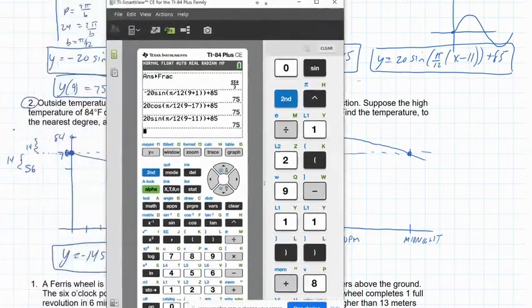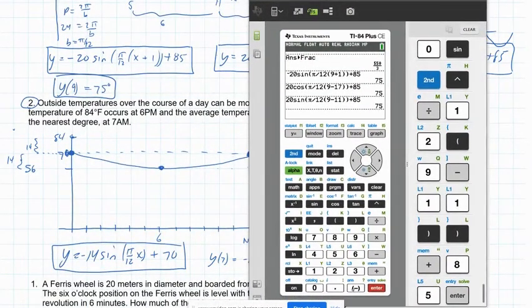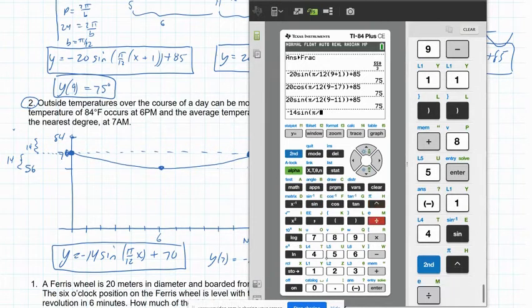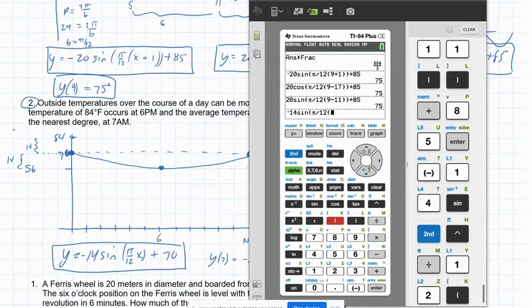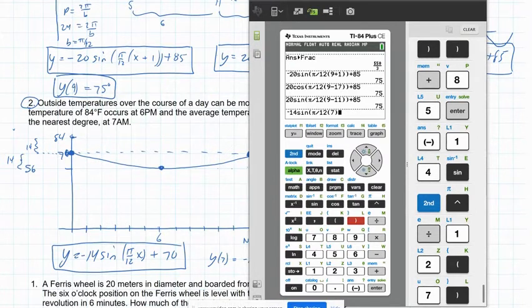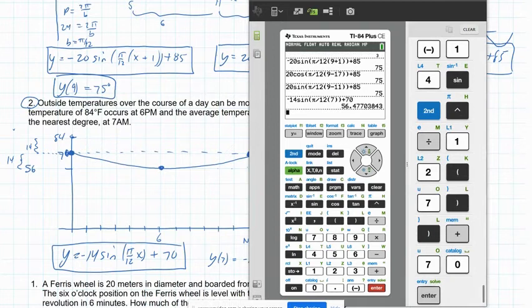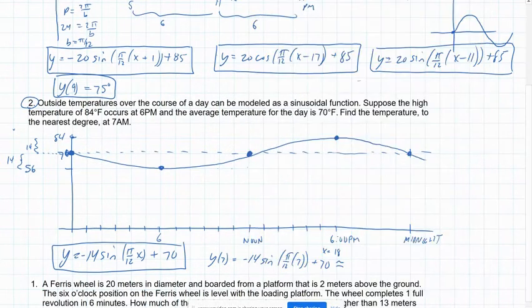Putting that in the calculator, negative 14 sine of pi divided by 12 times 7 plus 70. We get about 56.5 degrees. And that looks reasonable on our graph because at 7 a.m. it's just a little bit warmer than it was at 6 a.m., which is 56 degrees at 6 a.m.